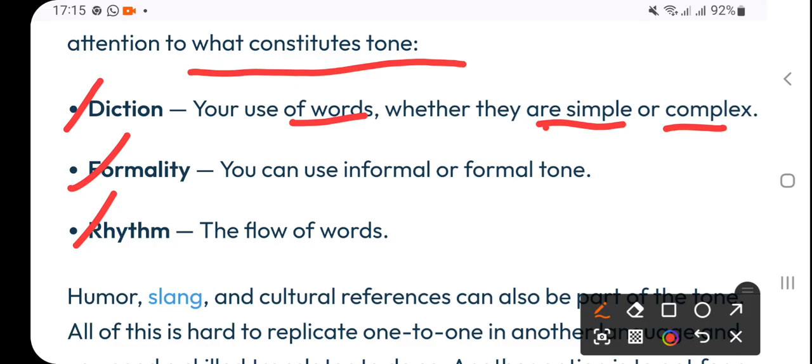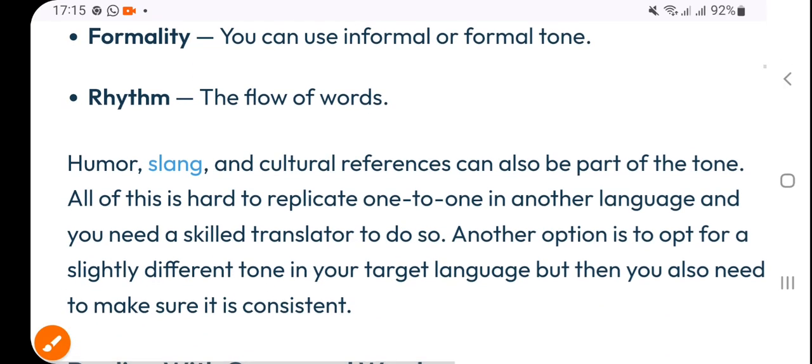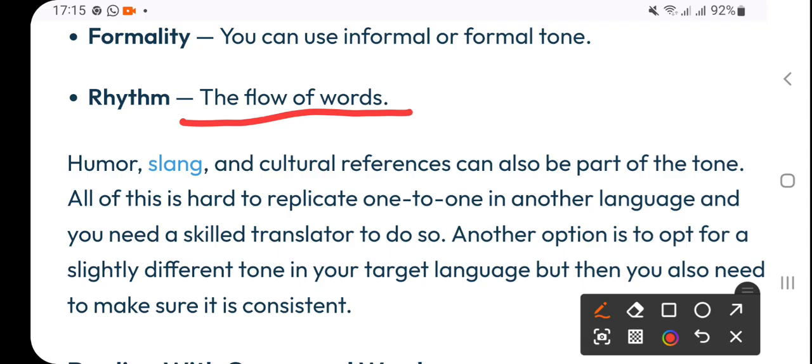Then formality: you can use an informal or formal tone, sometimes informal, sometimes formal, right? So that is formality. And then rhythm, the flow of words. Rhythm is the flow of words, right? How to speak the words and use the words, that is rhythm. It all comes under tone.